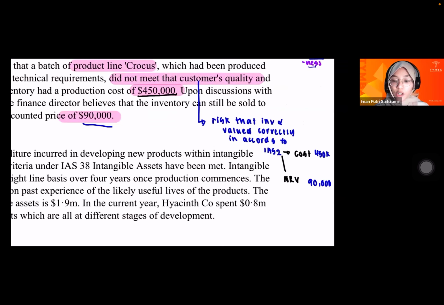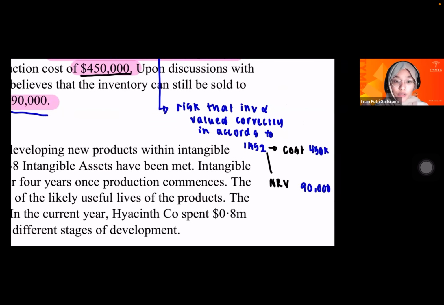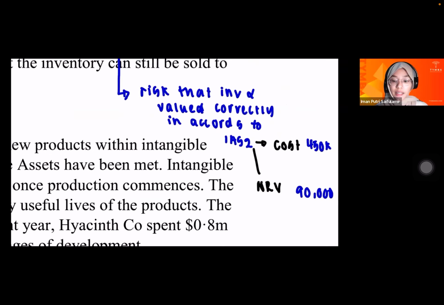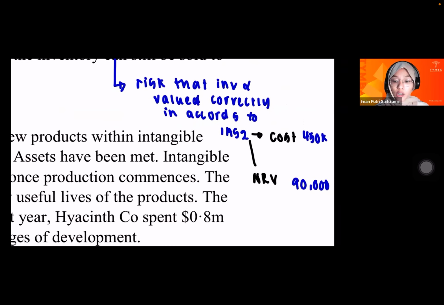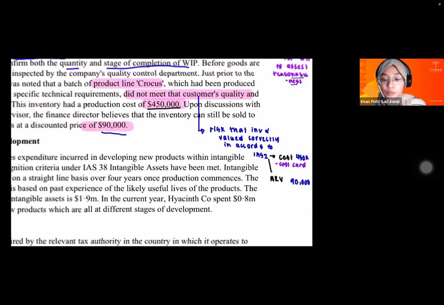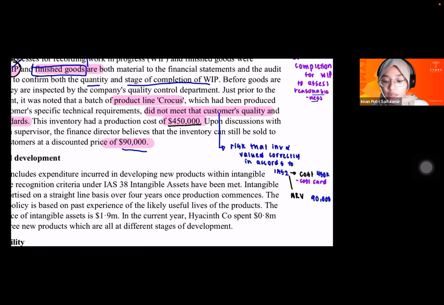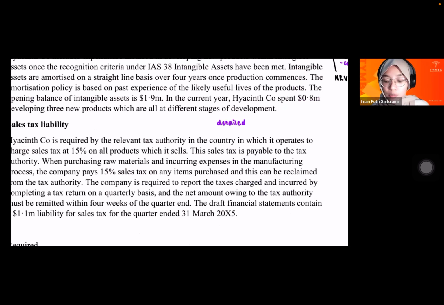So for the cost, how can we confirm that the cost is actually 450,000? We will obtain the cost card of this Crocus product. Let's say detailed testing. That's correct, but detailed testing is a very general answer. When we are doing auditor's response, for example, detailed testing on inventory balances, this is our auditor's response when we are talking about auditor's risk.